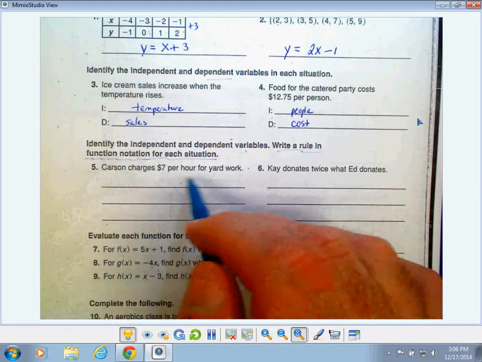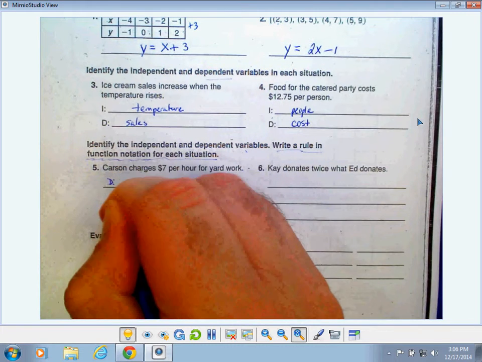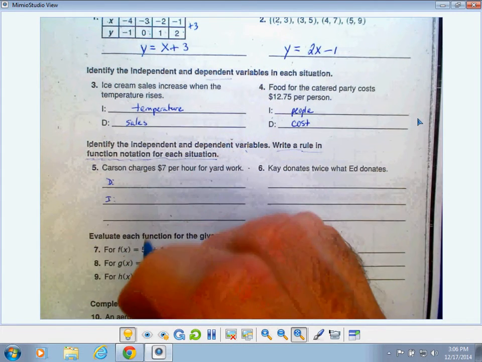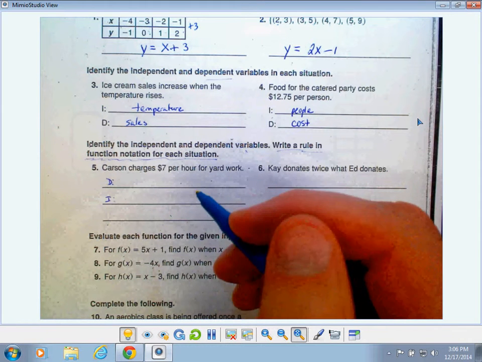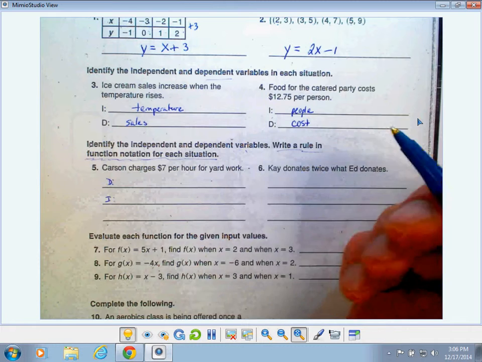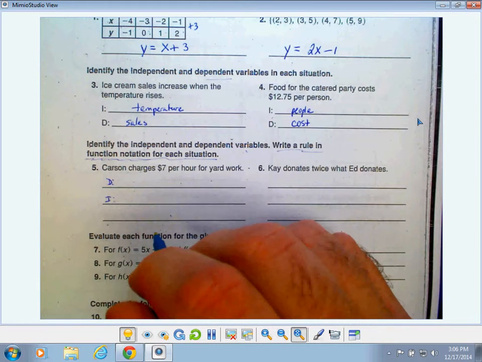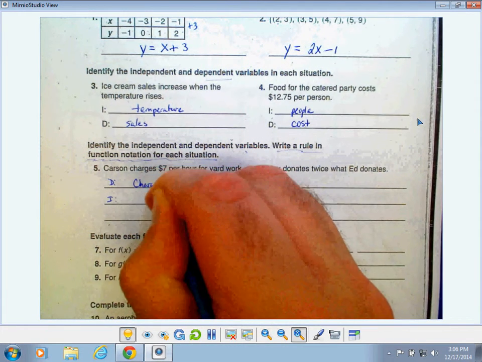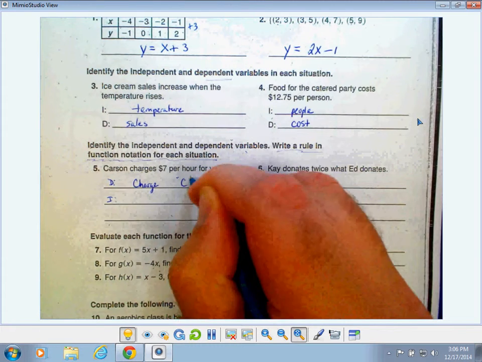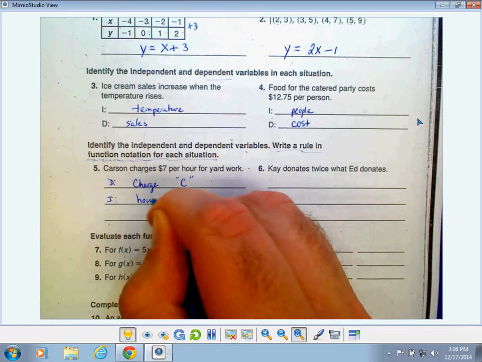It says Carson charges $7 per hour for yard work. Well, let's see. What is the dependent part? You think about it, what determines how much money he makes is the number of hours he works. So his charge, or his pay, however you want to say it, is dependent upon the number of hours he works. So let's say that the charge is the dependent variable. We're going to call that C. And the independent variable is the number of hours he works, and we'll call that H.